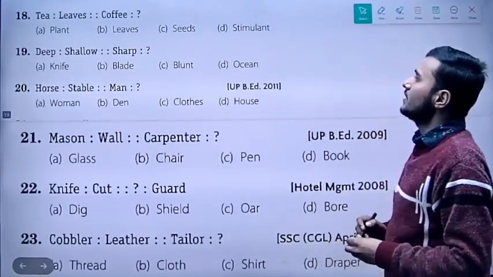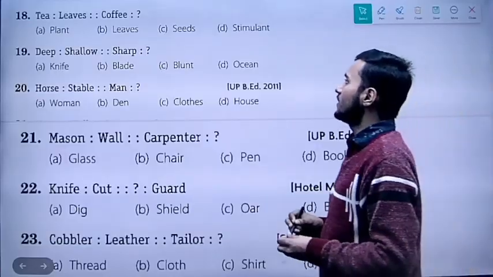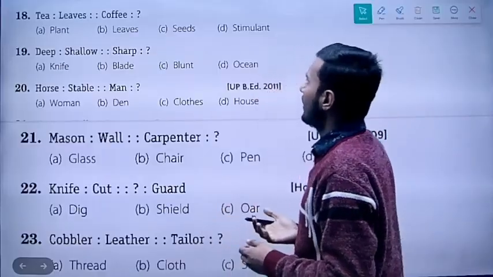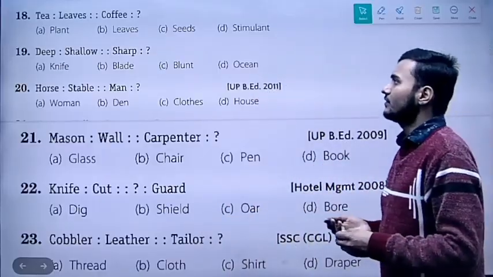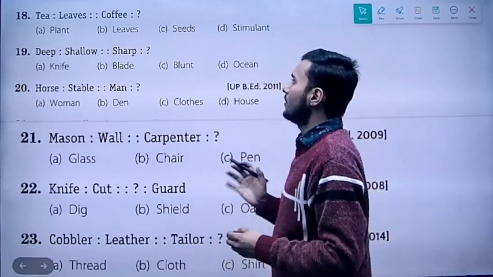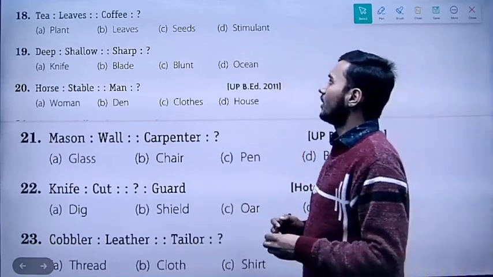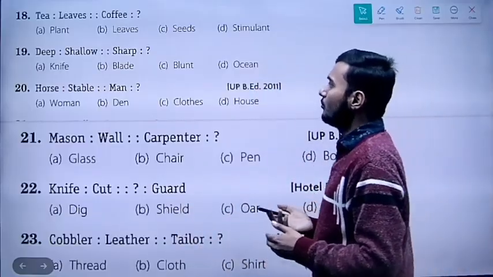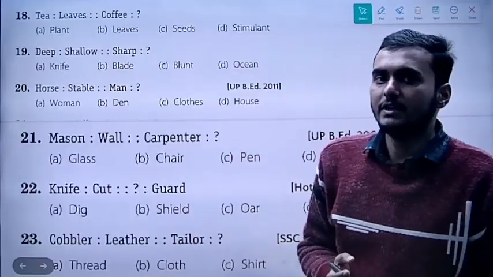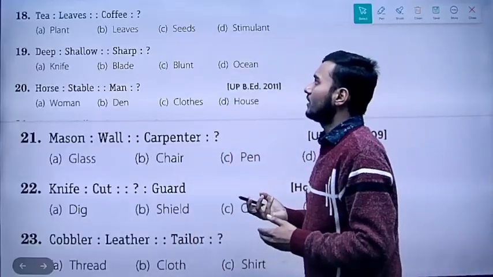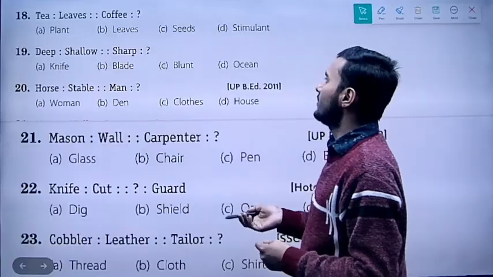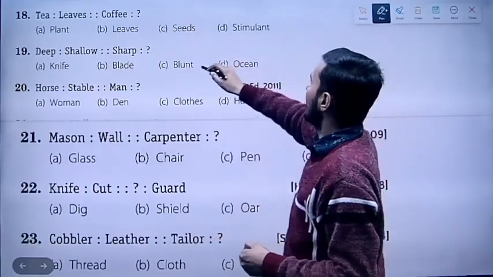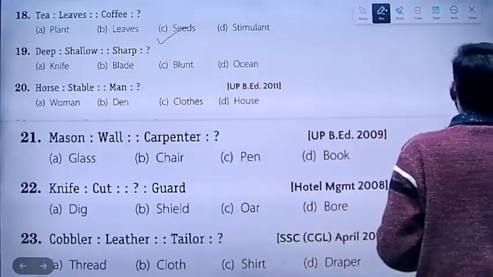Next question is tea is equal to leaves, then coffee is equal to what? What relationship is there? Tea comes from leaves. Another way to see it: we make tea from tea leaves, so we have to find what we make coffee from. We make coffee from seeds, coffee seeds. So the correct answer will be option C, seeds.